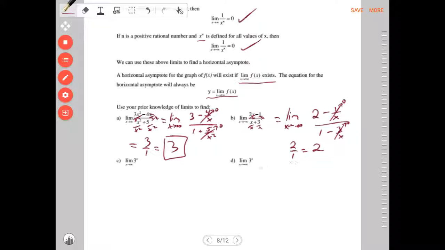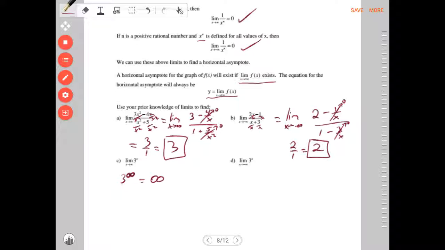Okay, so the limit here is just 2, so our horizontal asymptote is going to be 2. When we have 3 to the x, when x is infinity, we get 3 to the infinity, which is just infinity. That doesn't look all that important right now because it's infinity. It's definitely not a horizontal asymptote. So I should connect those.